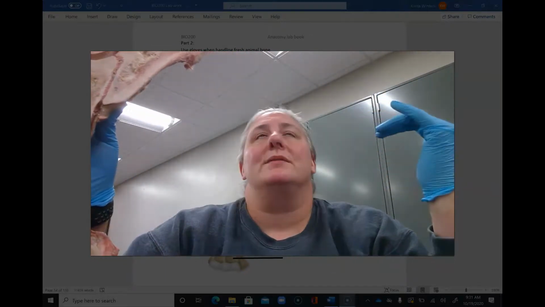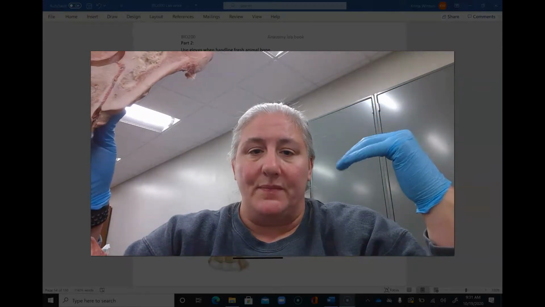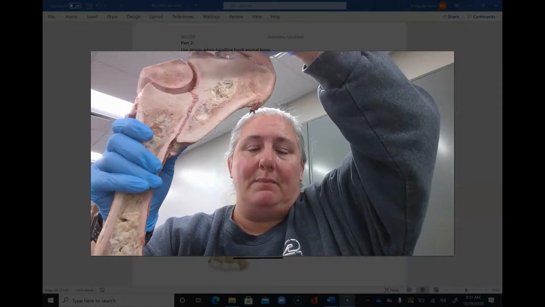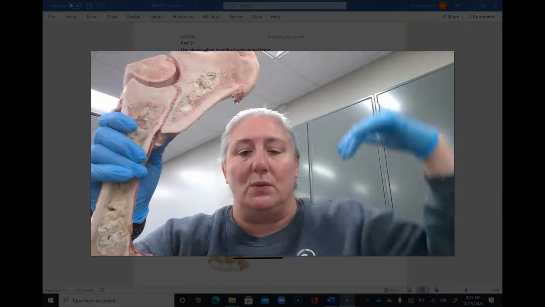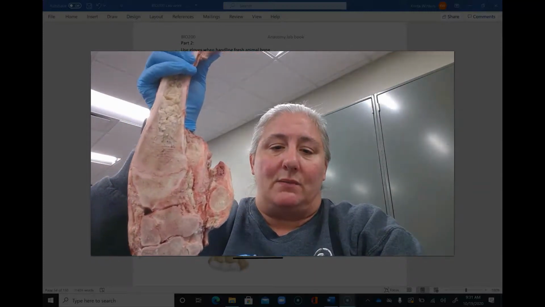So the epiphyses of the bone are the ends of the bone. The proximal epiphysis is the epiphysis closest to the torso. The distal epiphysis would be the one farthest away from the torso.